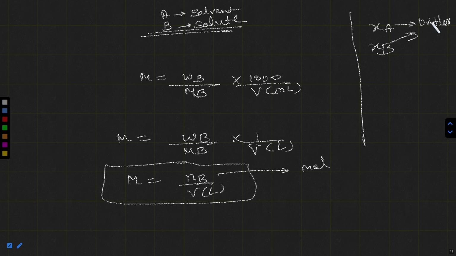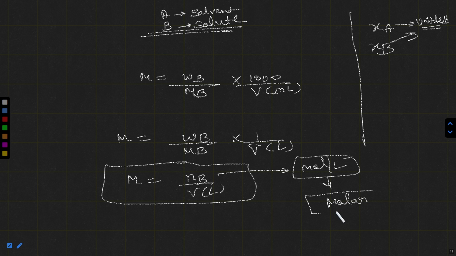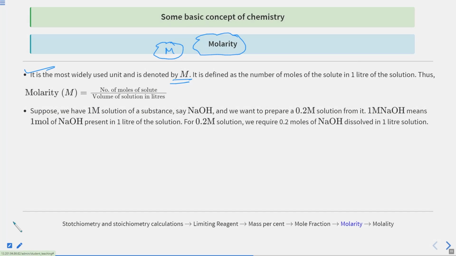But the important part, what will be the unit of this molarity term? Mole and volume is in liter. So mole per liter, also named as molar, and the symbol will be used as a capital M. So it is defined as the number of moles of solute present in 1 liter of the solution. Thus molarity is equal to number of moles of solute over volume of solution in liter.